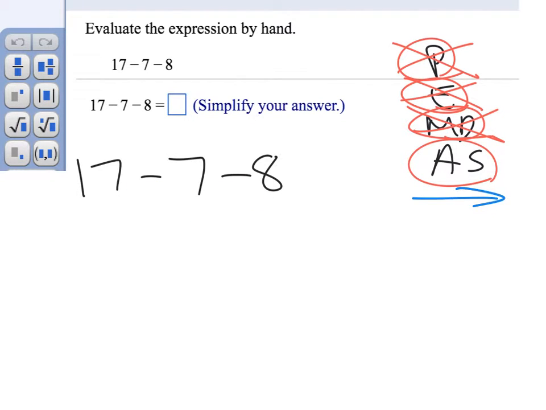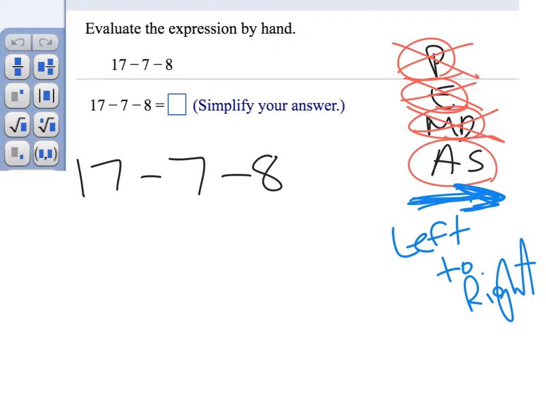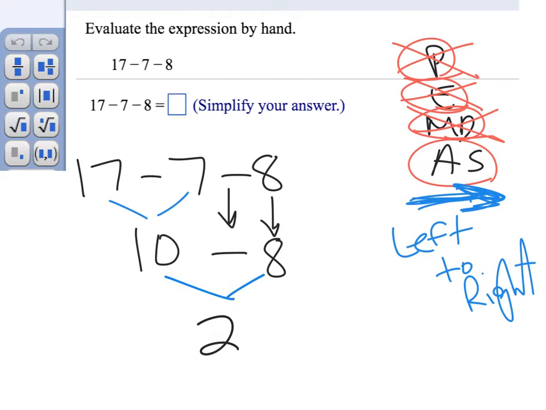We're supposed to do the one that's on the left. Left to right. All right, left to right, which means this is the subtraction we must, by law, do first. So 17 minus 7 is 10. And then we're going to bring this down and bring this down. And now you have 10 minus 8, which is 2. And that is your final answer.